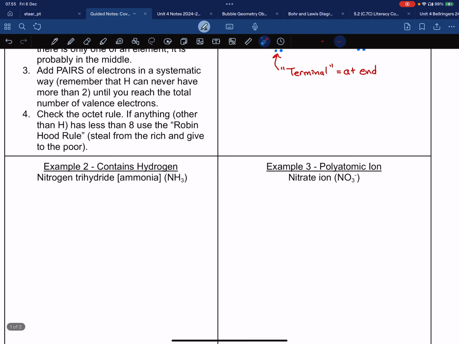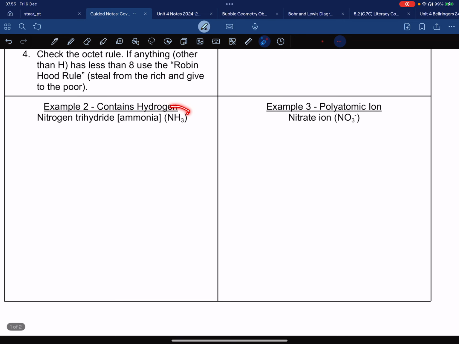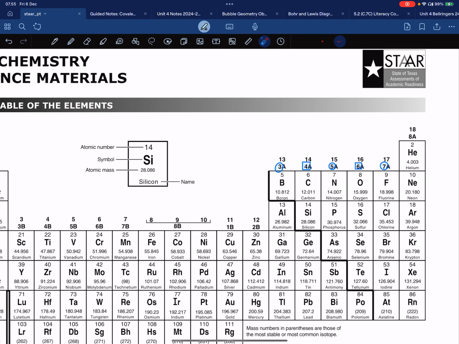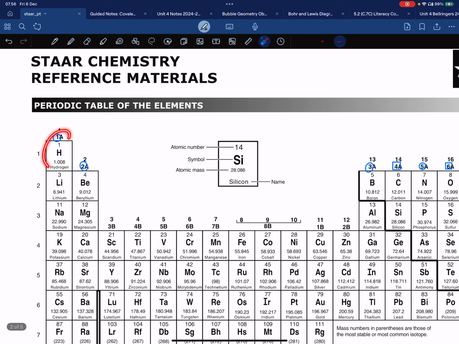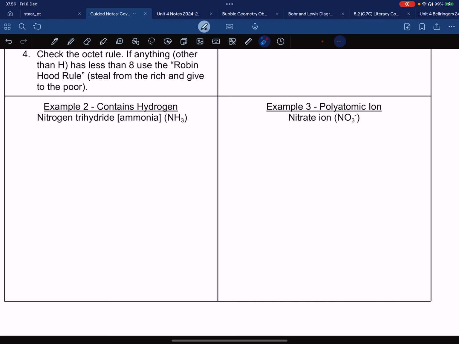All right, now, example number 2. Things that contain hydrogen. All right, so we've got nitrogen and hydrogen. So nitrogen is here, 5 valence electrons. Hydrogen is here, 1 valence electron. So count them up. I have 1 nitrogen, N, so that's 5 valence electrons. I have 3 hydrogens, each of which has 1 valence electron. 5 plus 3 is 8 valence electrons total.